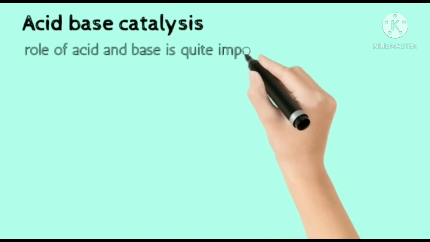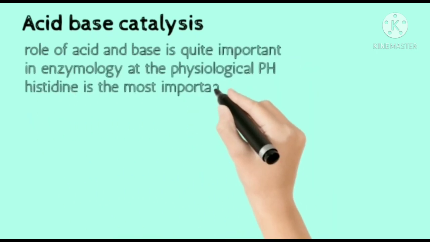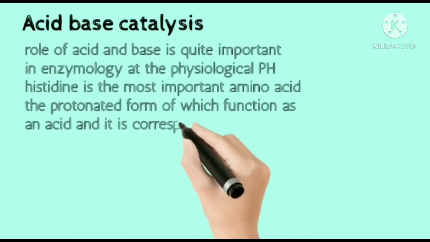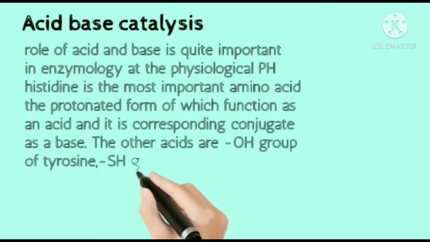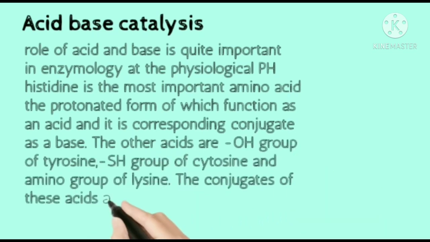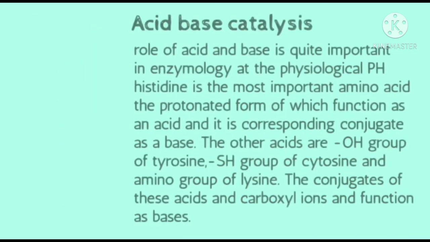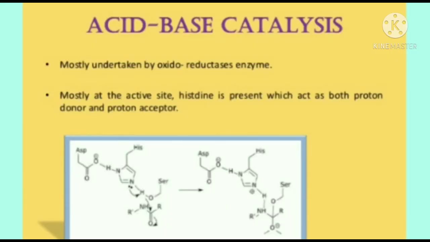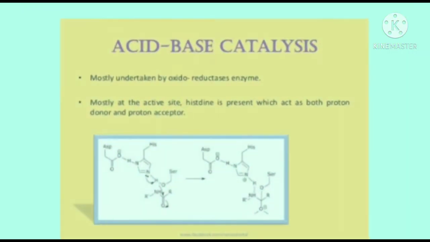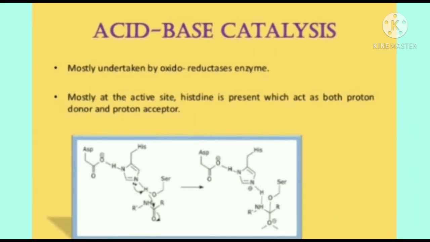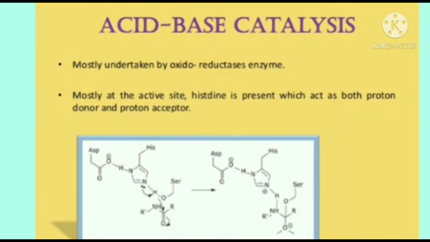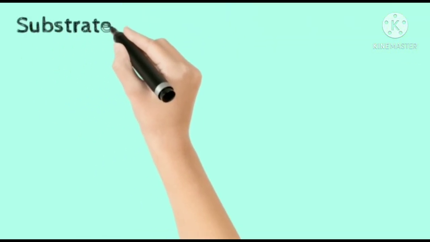Acid-base catalysis. The role of acid-base is quite important in enzymology, and at physiological pH, histidine is the most important amino acid. You can learn more through this. Acid-base catalysis is given in the diagram, mostly seen in oxidoreductase enzymes.